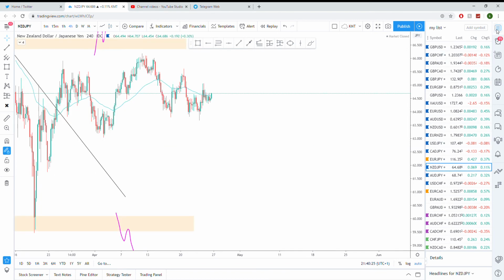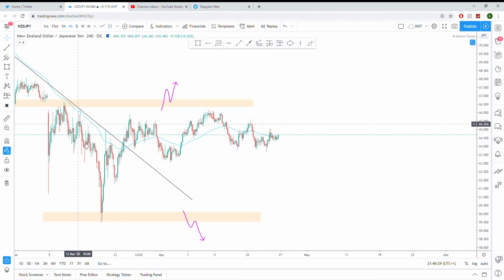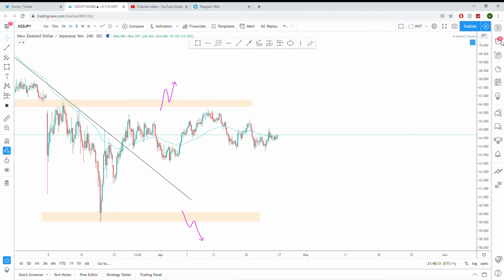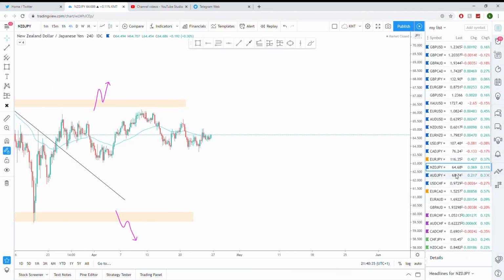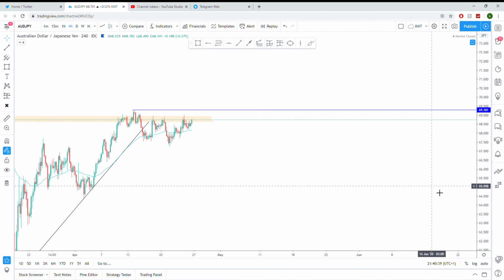New Zealand dollar to the Japanese yen, similar to Canadian to the Japanese yen, just range market. Again, you know what to do with the range market. Personal preference, I personally will leave this. Aussie dollar to the Japanese yen.